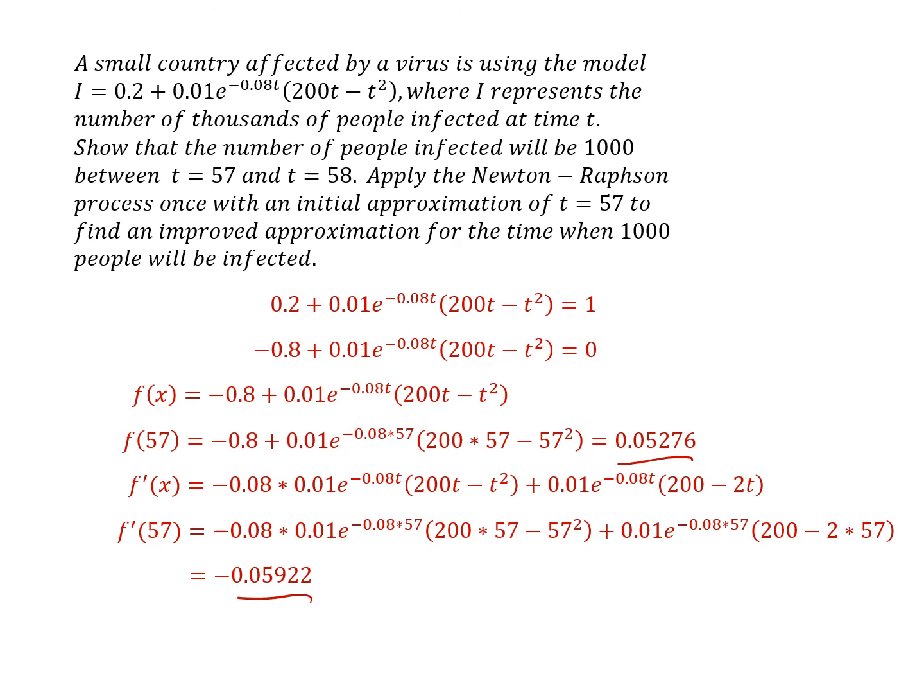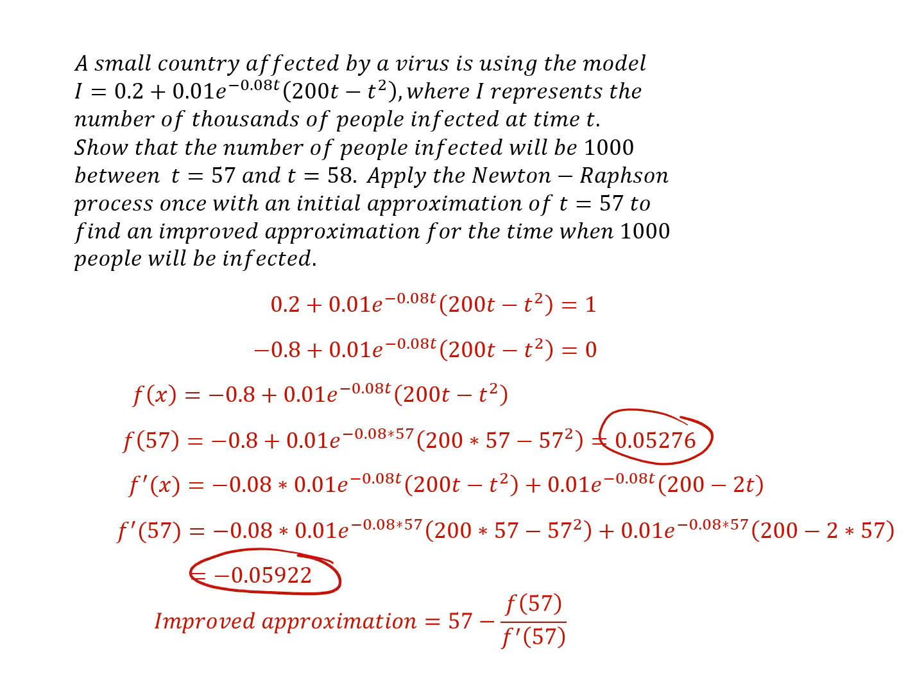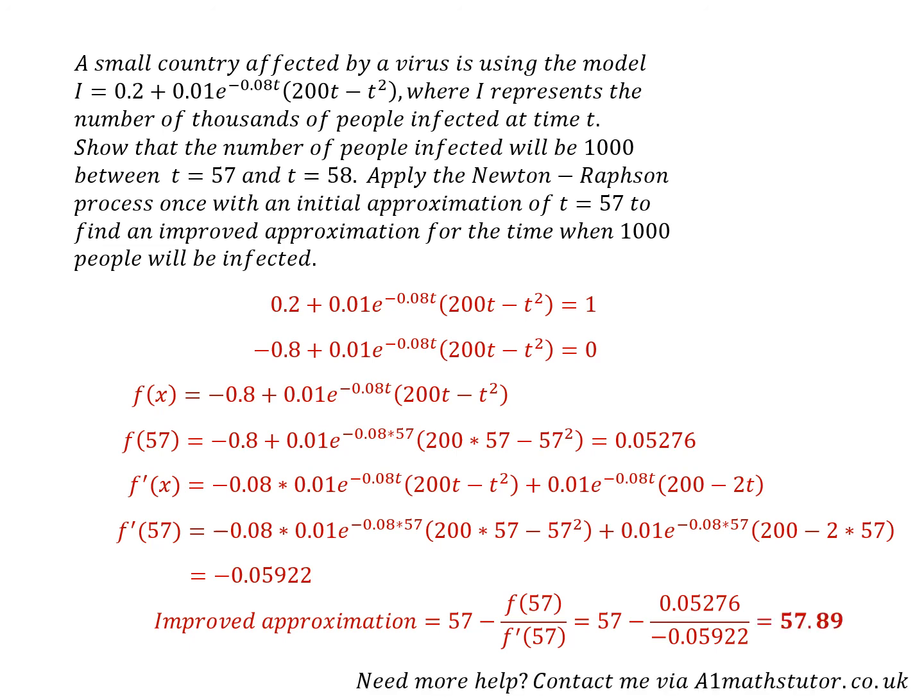Okay, so now we can use Newton-Raphson. The improved approximation, improved on the value of 57, will be 57 minus f of 57 over f dashed of 57. And when I put the unrounded versions of these numbers into that formula, I get 57.89 as the value of t when 1,000 people will be infected.